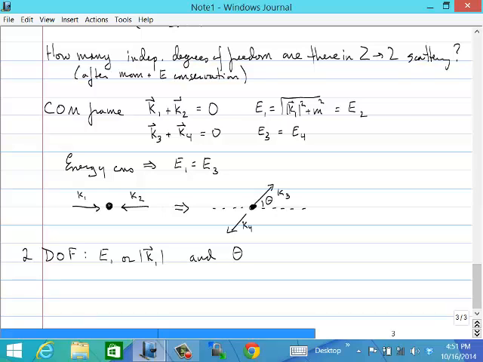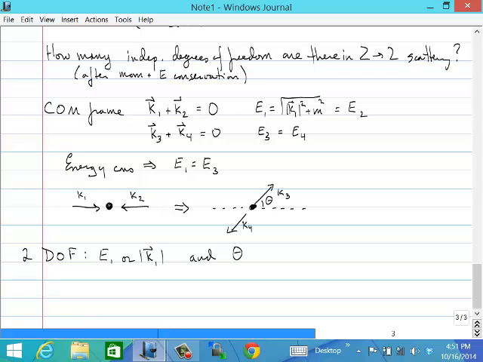So I'm ignoring the trivial degrees of freedom where, for example, the k1 vector could point in the z direction or the x direction or the y direction, because I can always, by rotation, set k1 to point in the z direction. And likewise, by a second rotation, I could take k3 to lie in a plane, say the yz plane, and we're only left with one angle theta, which is the angle that k3 makes in the yz plane. Okay. So what you're left with are 2 degrees of freedom.